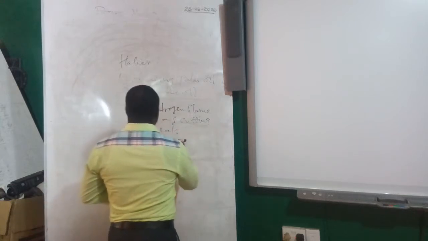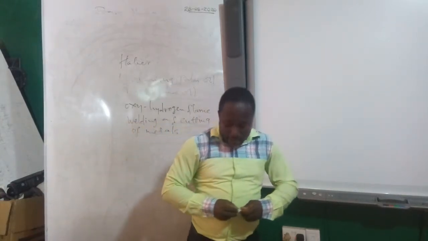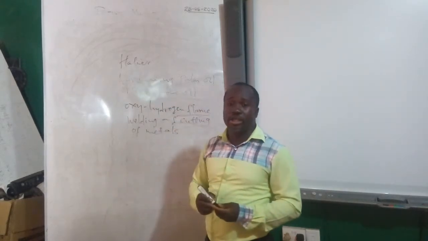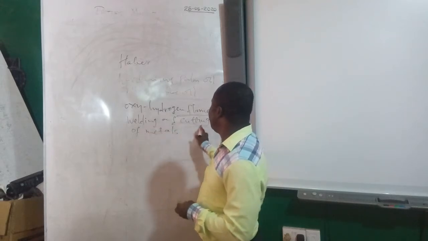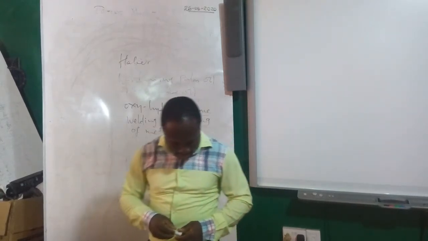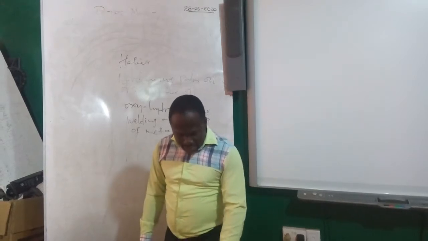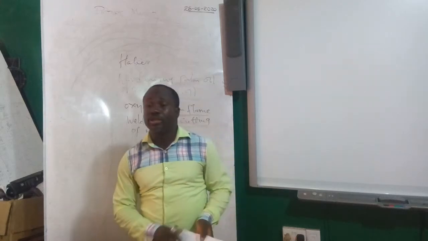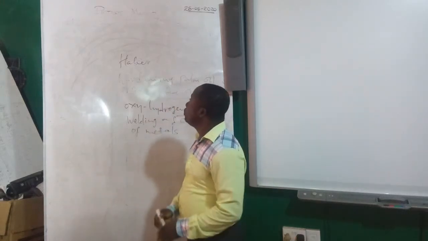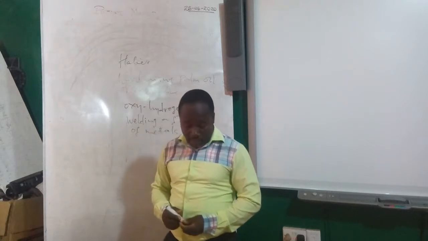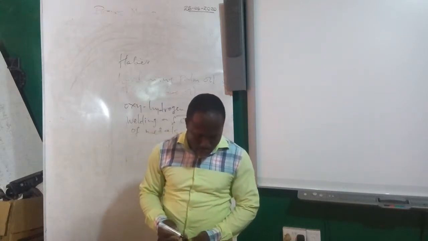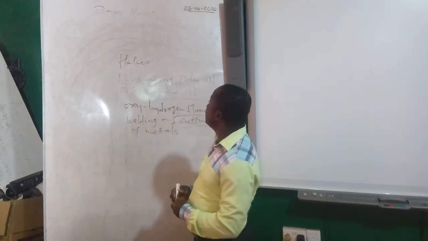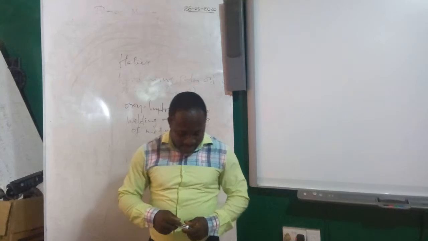So oxygen and hydrogen can be combined to produce a flame or a torch that can be used for welding and cutting of metals. Again, it is also used as a reducing agent to remove oxides from metals so that we get the pure metal. So it is used as a reducing agent to remove metallic oxides in order to produce the pure metal.